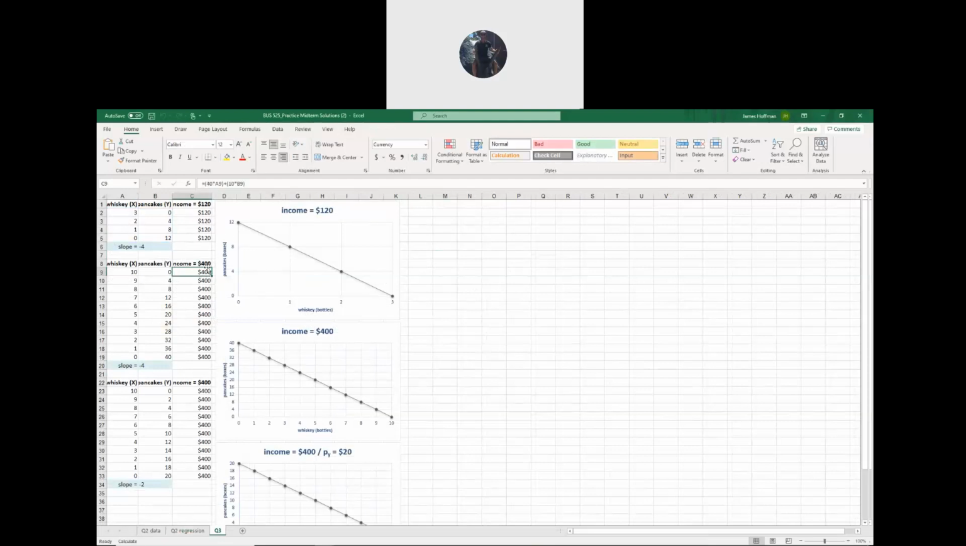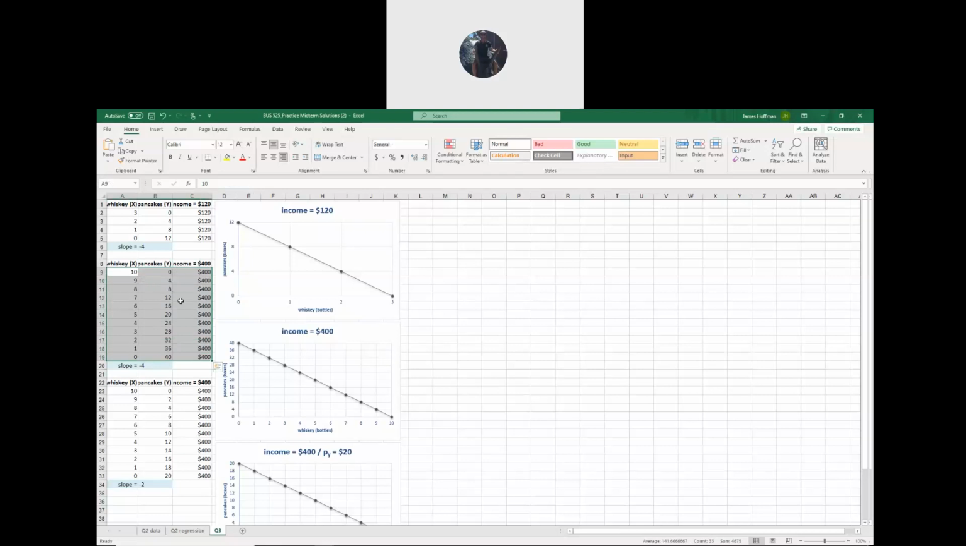So you can see that the prices are the same. So the new budget line is 40 times X plus 10 times Y, which now equals our income of 400. So what different combinations of X and Y give us 400? All of these here. All right, so you can plot all those points.